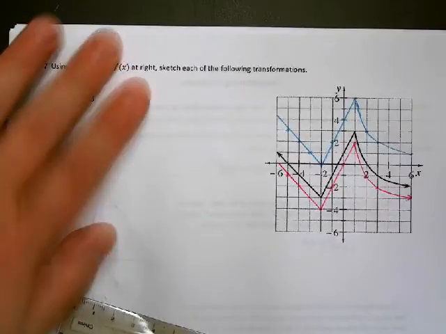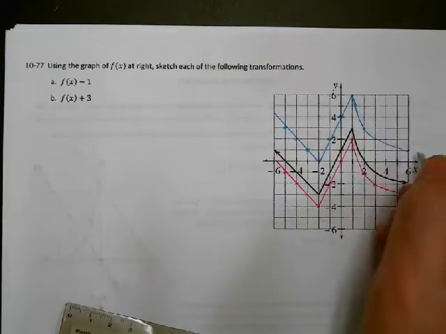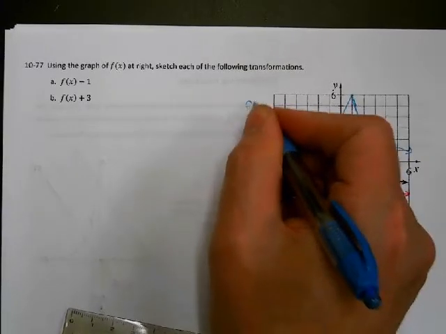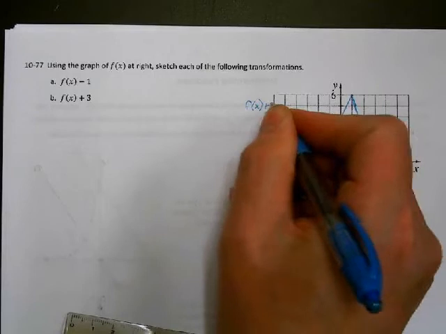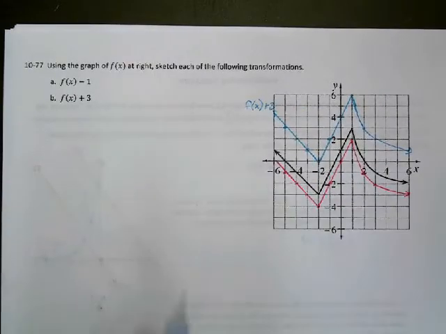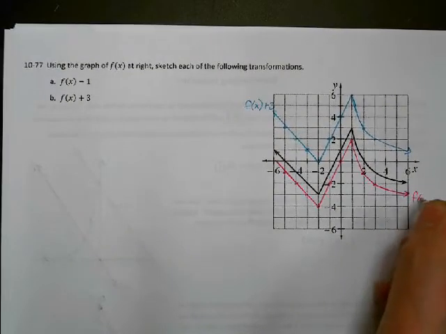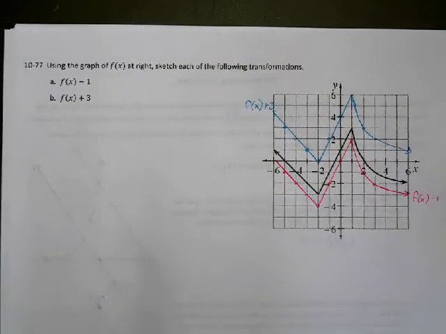Anyways, so this one would be f of x, and then we added 3 to the output, so we shifted it up 3. And this one would be f of x minus 1, and we just shifted all the outputs down 1. All right, that's the math you got today.